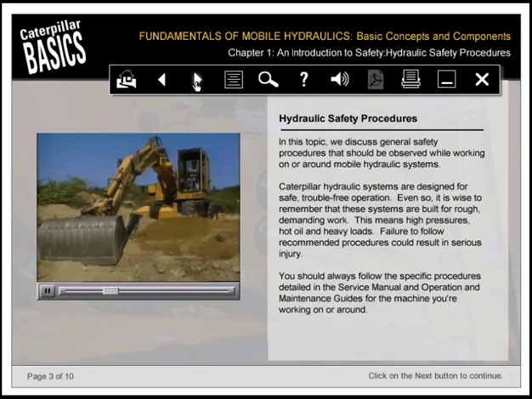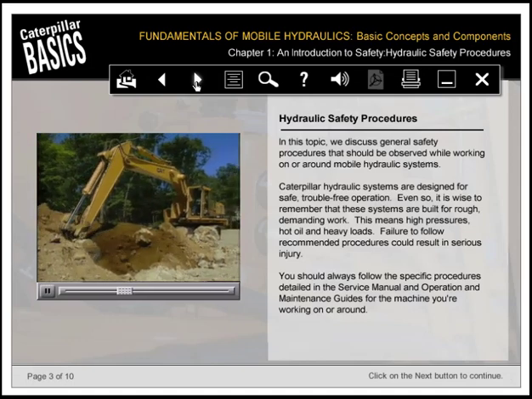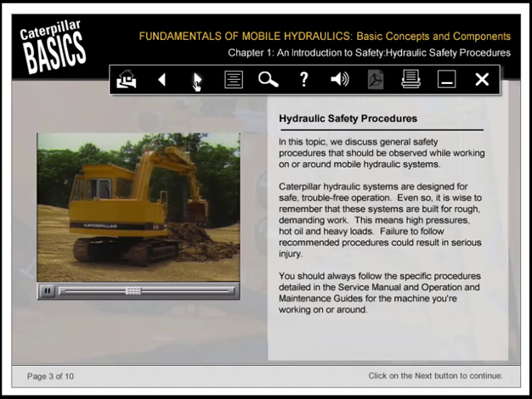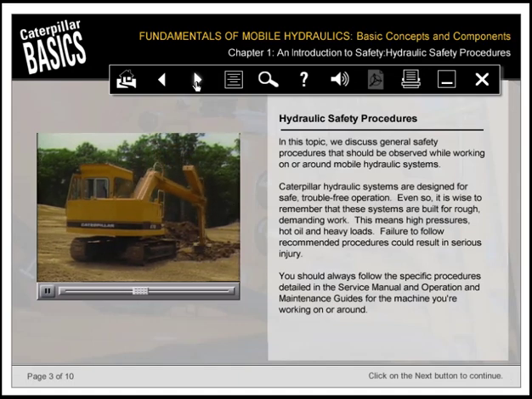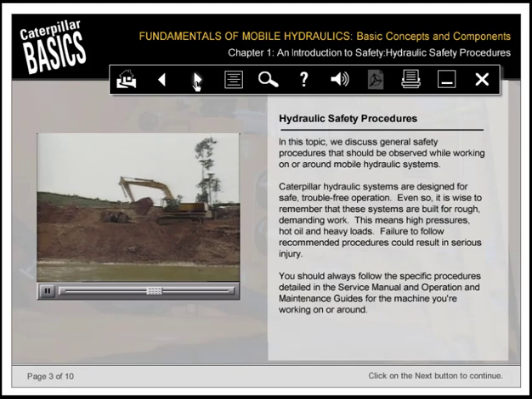Caterpillar hydraulic systems are designed for safe, trouble-free operation. Even so, it is wise to remember that these systems are built for rough, demanding work. This means high pressures, hot oil, and heavy loads.